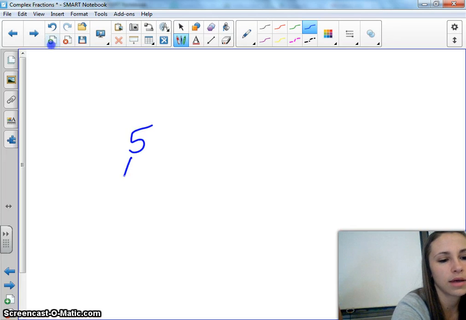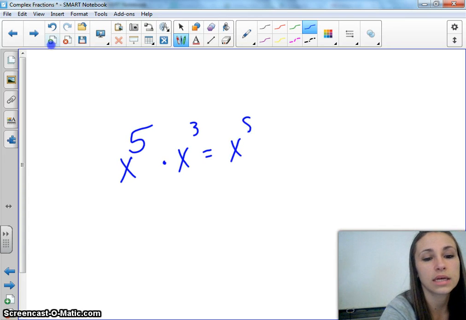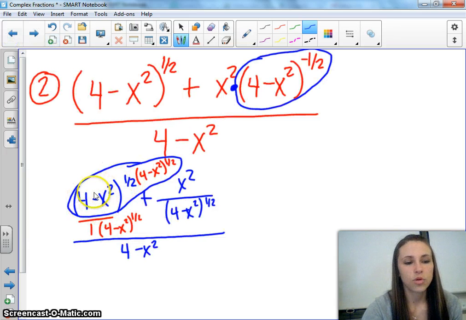Let's say I've got x to the 5th times x to the 3rd. If I multiply those, I'm going to add the exponents to get x to the 8th. Okay, the base is the same here, so I just add the exponents. Same thing happens here. The 4 minus x squared, 4 minus x squared, the base is the same, and so I'm just going to add these exponents.